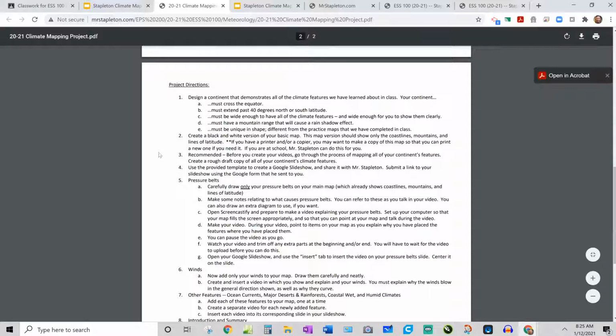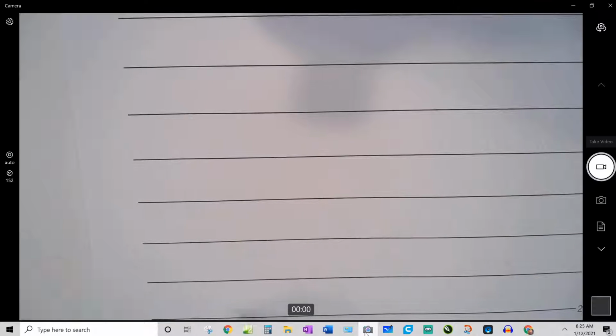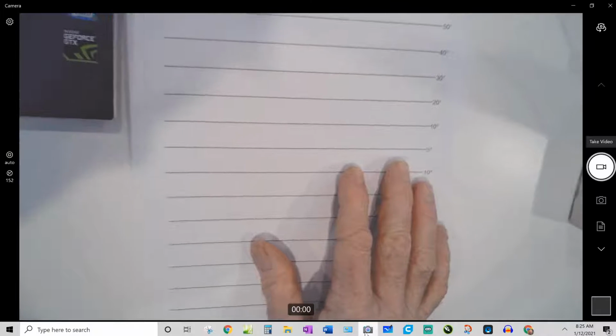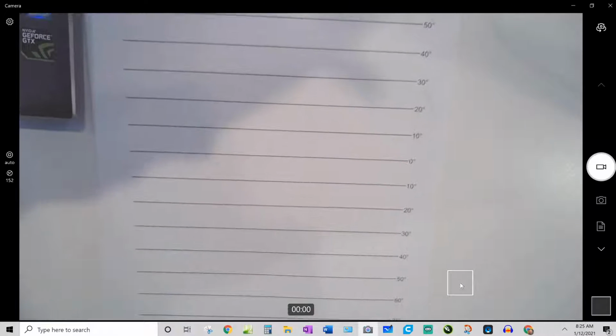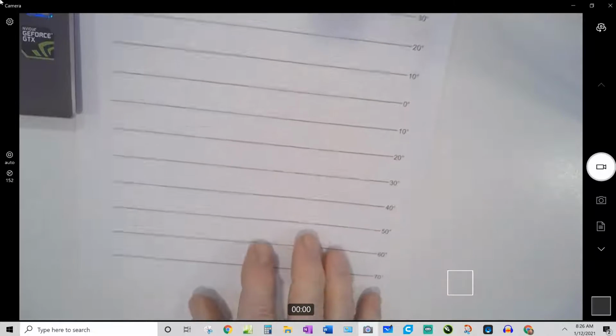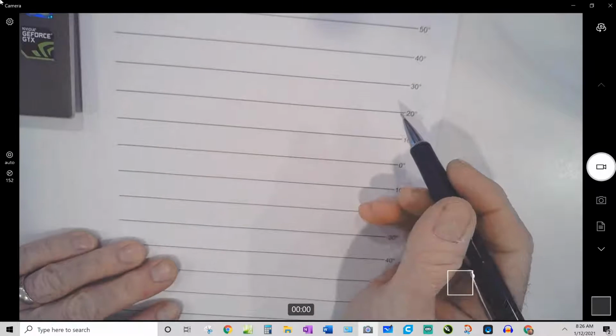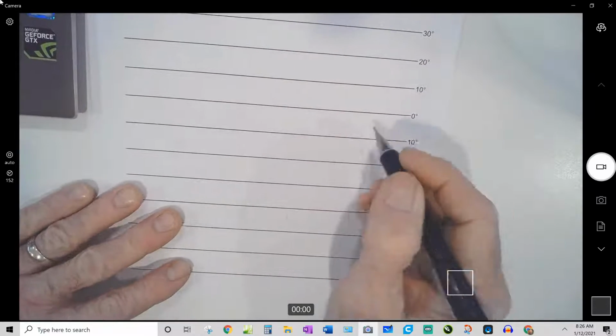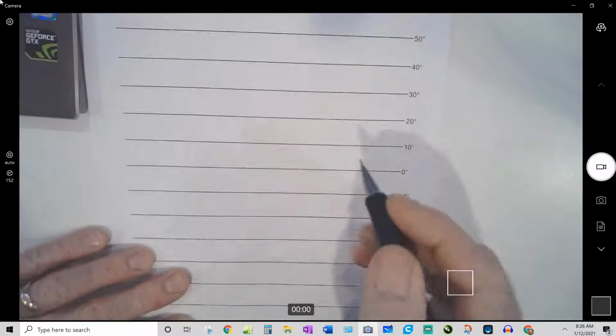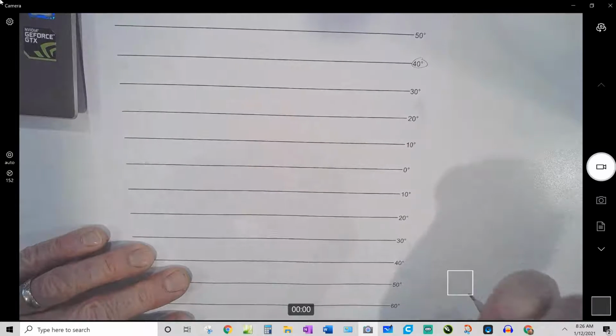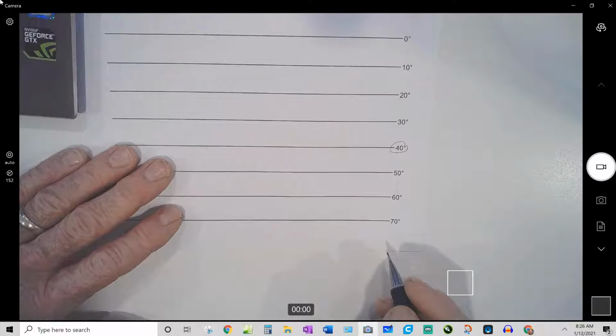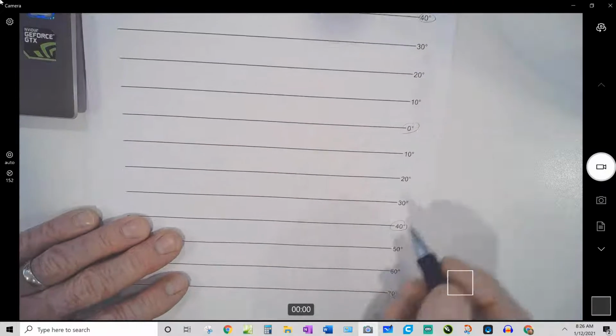So you should have a piece of paper like this, and if you don't, you could make your own paper. And I can try to provide another link to this if somebody wants to print this out. But this is just showing different latitudes. So in designing this, it doesn't really matter. It's got to either go past 40 degrees north or it's got to go past 40 degrees south, and it has to cross the equator.